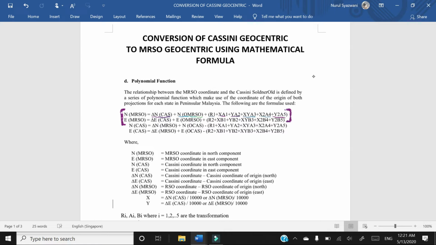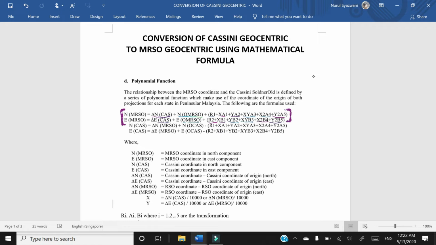Moving on to the second line, for easting MRSO, we need delta easting Cassini plus easting origin MRSO plus R2 plus XB1 plus YB2 plus XYB3 plus X²B4 plus Y²B5. Looking back to the formula, we need to know each of the parameters.